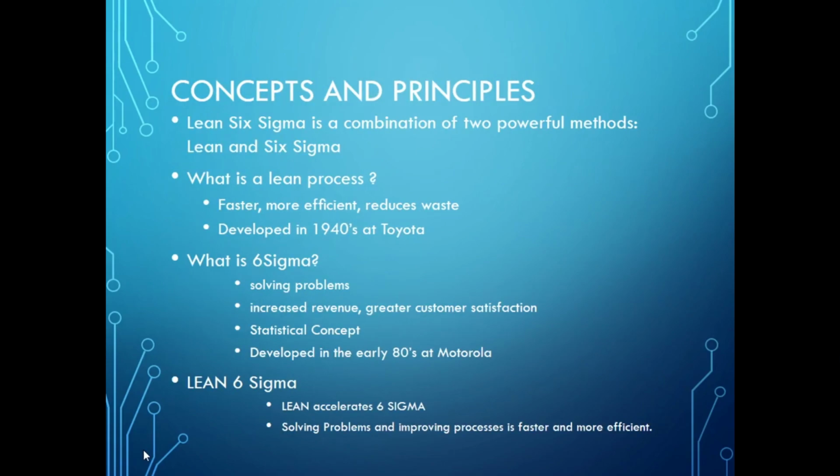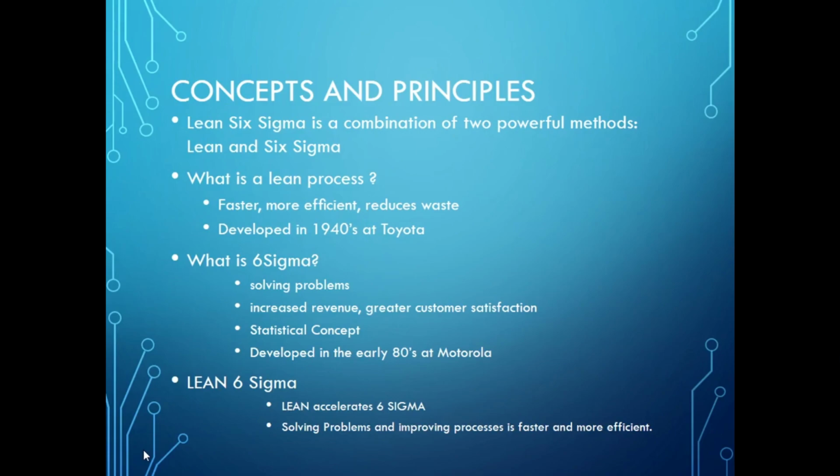Lean Six Sigma is a combination of two powerful methods, Lean as well as Six Sigma. So firstly, what is a lean process? A lean process is faster, more efficient and economical. It delivers quality and reduces waste by streamlining a process. It was first developed in the 1940s at Toyota.